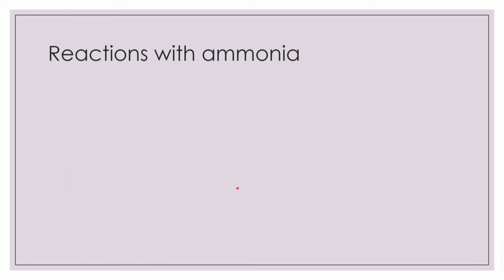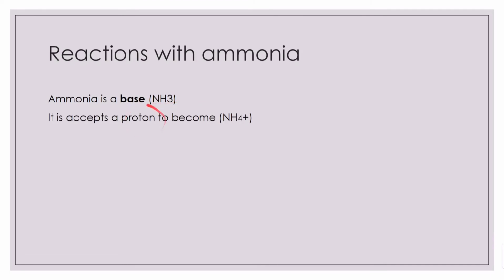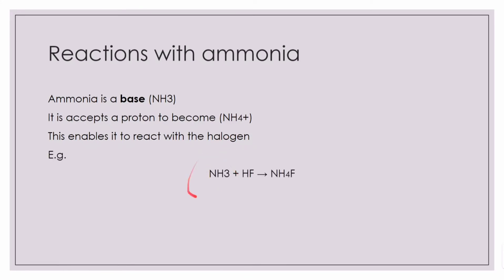And then we come on to reactions with ammonia. Ammonia is a base, and you can see here the formula for ammonia. Because ammonia is a base, this means that it will accept protons to become ammonium ions. And these ammonium ions can react with our halides. For example, ammonia will react with hydrogen fluoride to create ammonium fluoride. So these are the ammonium halides that we form by reacting ammonia with our hydrogen halide.